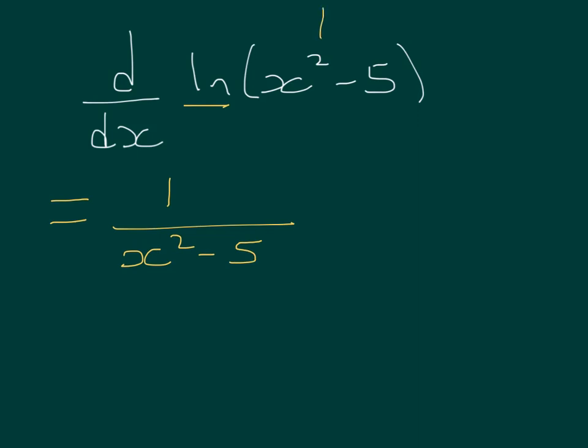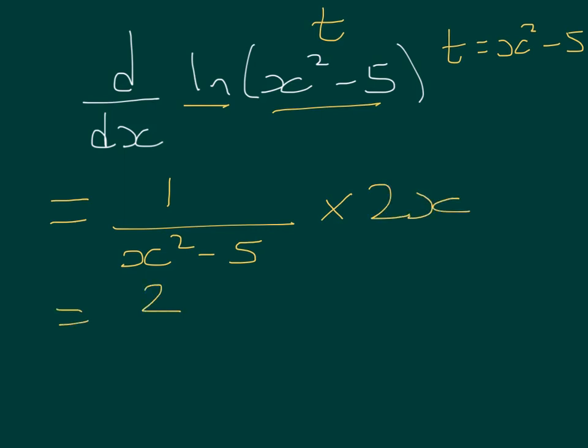That's like having ln of t, if you like, where t is equal to x squared minus 5, if we're doing the chain rule the long way. So the differential of ln t is just 1 over t, and t is just x squared minus 5. But remember, we need to times by the dt by dx, the differential of the thing inside the brackets. x squared minus 5, the minus 5 goes to nothing, and the x squared goes to 2x. So if I simplify that, I've got 2x over x squared minus 5, and my job is done.